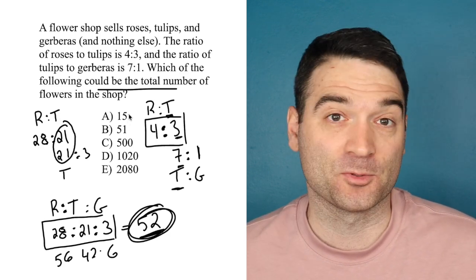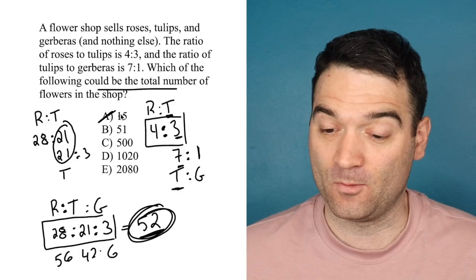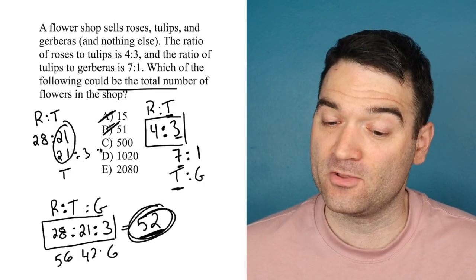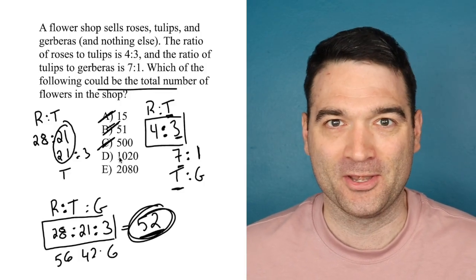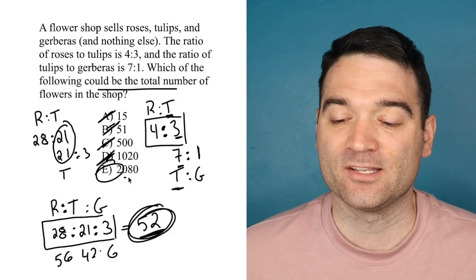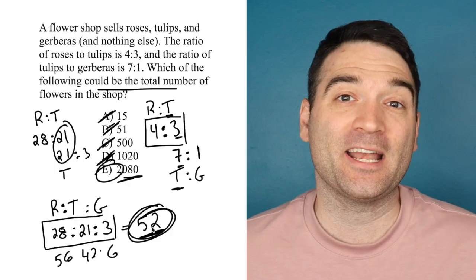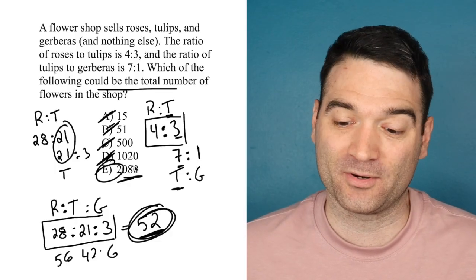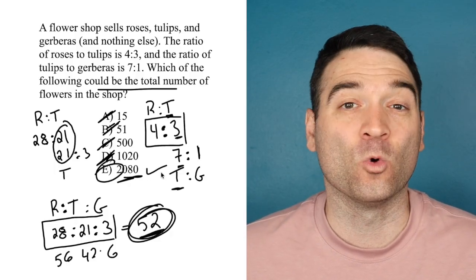Is 15 a multiple of 52? No. Is 51? No. Is 500? No. You can use your calculator to double check, but no. Is 1020? Not quite. This one is. 2080 divided by 52 is a whole number, and that tells us that this is the only possible answer.